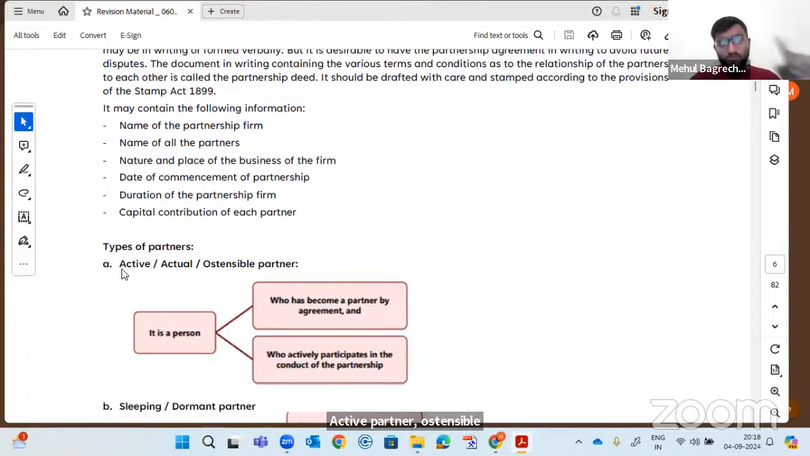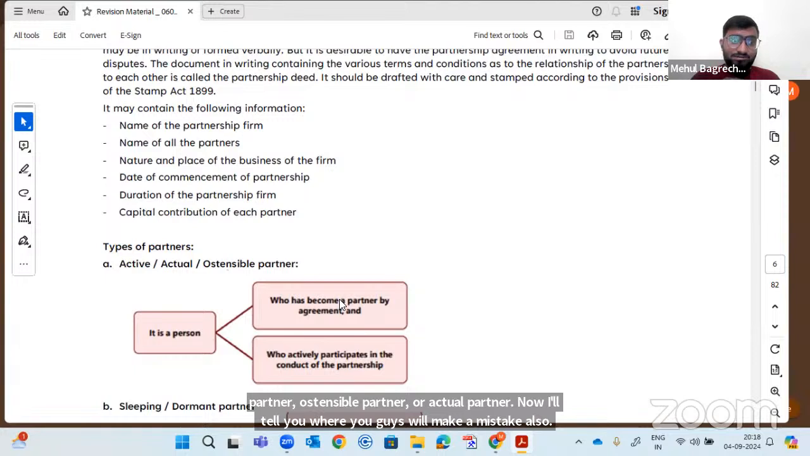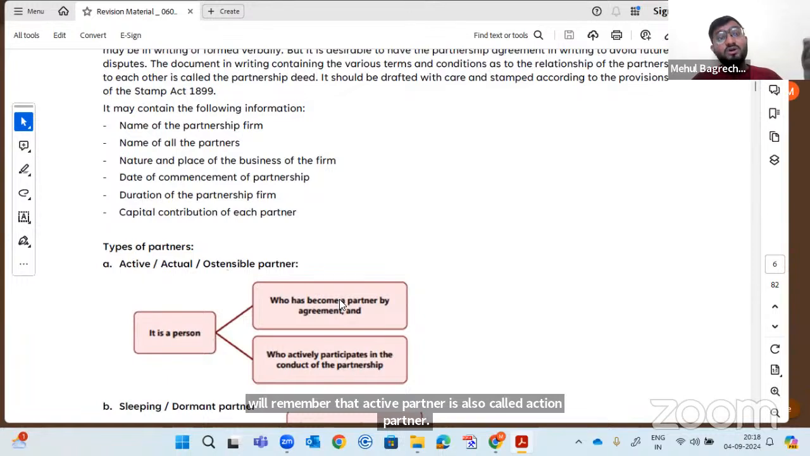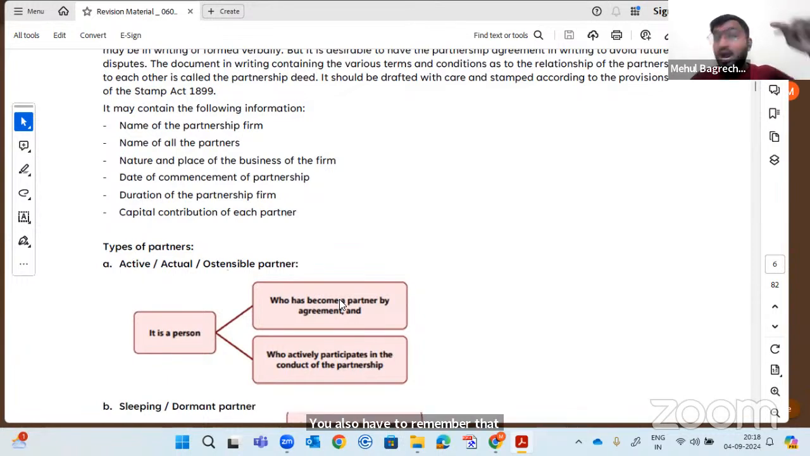Now, I'll tell you where you guys will make a mistake also. You will remember that active partner is also called actual partner. You also have to remember that active partner is also called ostensible partner. How they'll make the paper tricky, I'll tell you. Write a short note on ostensible partner.